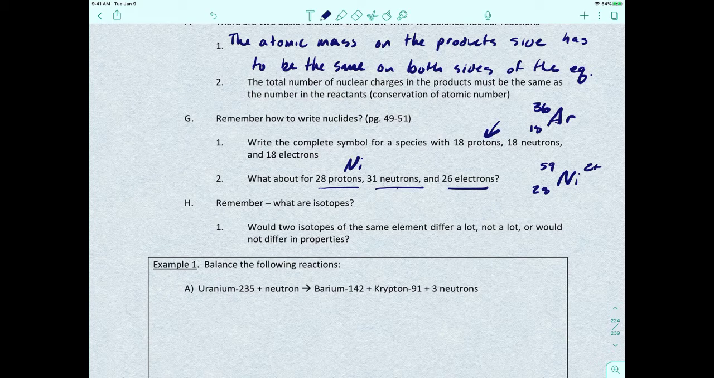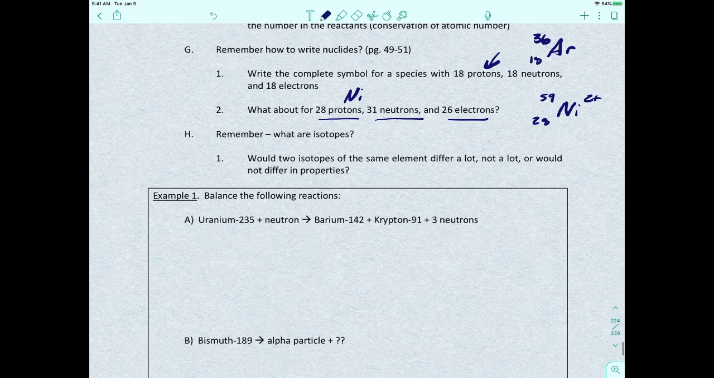Now, remember, we talked about isotopes before. Remember that isotopes have the same number of protons but a different number of neutrons. So would two isotopes of the same element differ a lot, not a lot, or would not differ? They would not differ in the properties. The only difference is the number of neutrons.